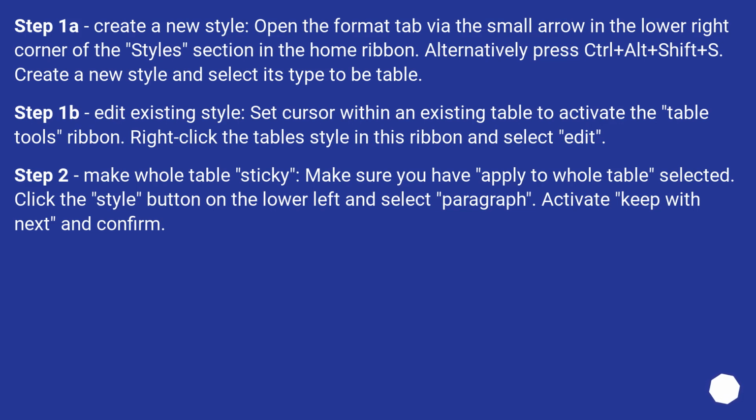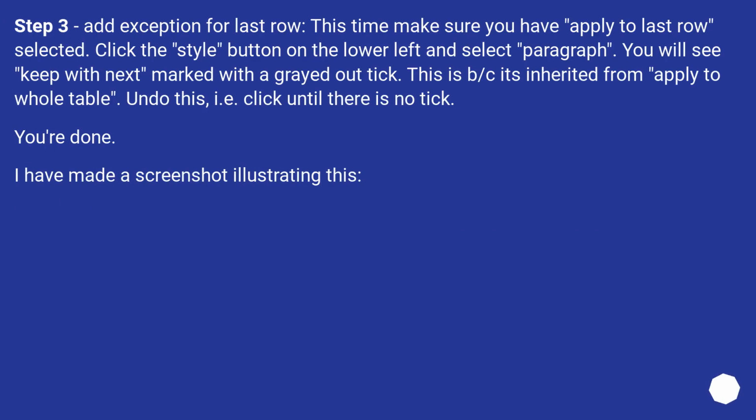Step 3, add exception for last row. This time make sure you have applied to last row selected. Click the Format button on the lower left and select Paragraph. You will see Keep with Next marked with a grayed out tick. This is because it's inherited from apply to whole table. Undo this, i.e. click until there is no tick. You're done! I have made a screenshot illustrating this.